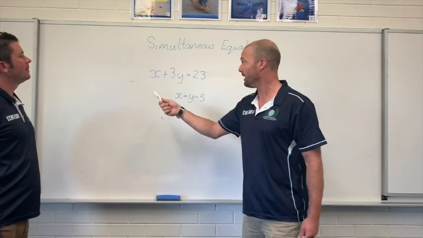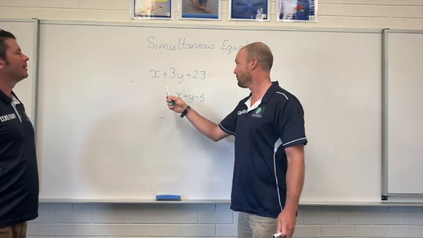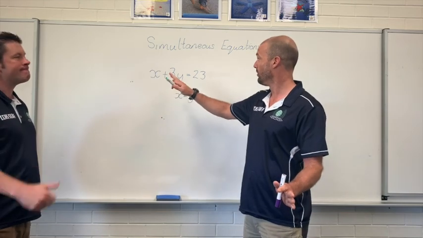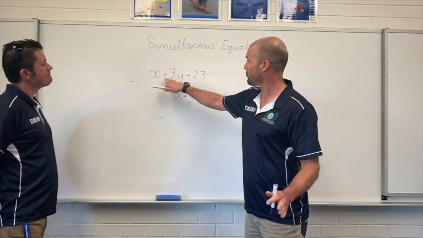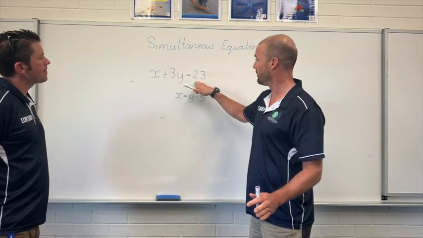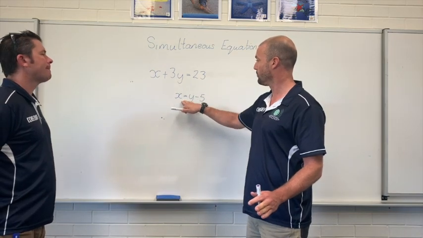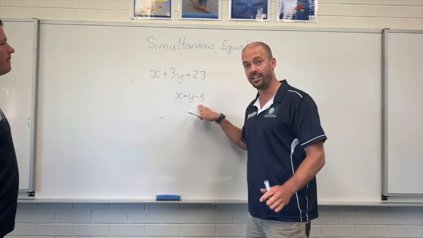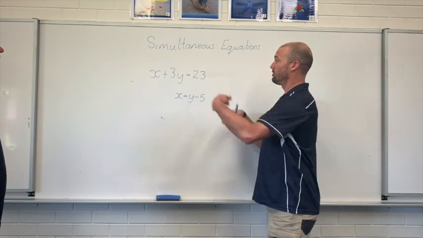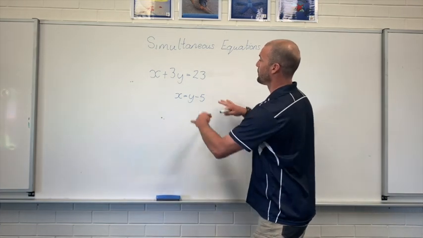Today, for the year 10s, we're doing simultaneous equations. By popular demand, people have been asking for the Mexican border method. So here we have x plus 3y equals 23 and x equals y take 5. To solve this, first of all, we combine these.